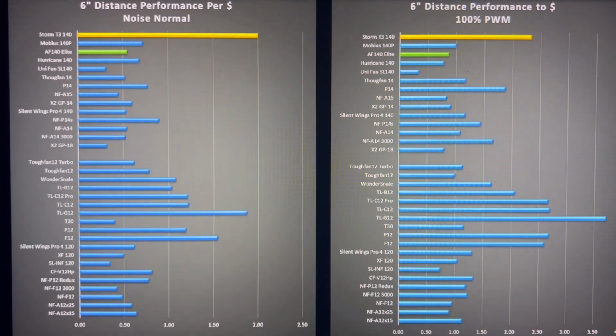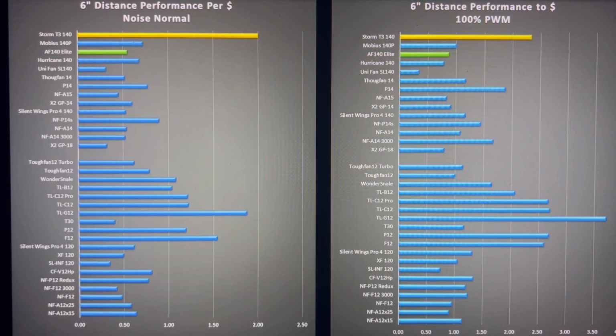The Corsair Elite is a $30 fan. The Storm T3 comes in a pack of 3, making the price of one fan $12. So it is an excellent value because it comes in that pack, making the price per fan fairly inexpensive. So that makes it an instant, basically, win for that fan.